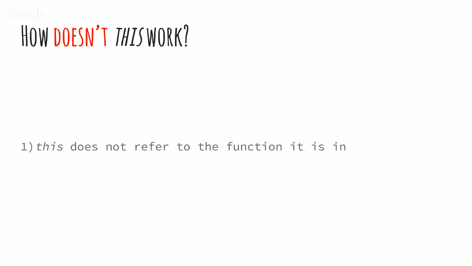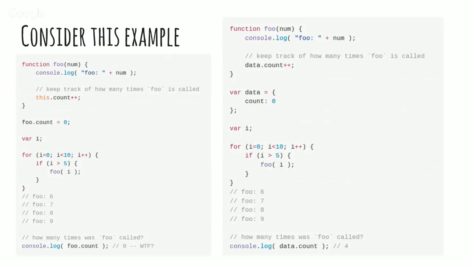Okay, so now, like you said a little earlier, we kind of dig into how this does not work. So the first way that this does not work is that this does not refer to the function that it is in. If we're considering an example here, we've got function foo. It's going to write out to the console foo, and then the value of this parameter num. And then it's going to look at this, which we might think is referring to function foo.